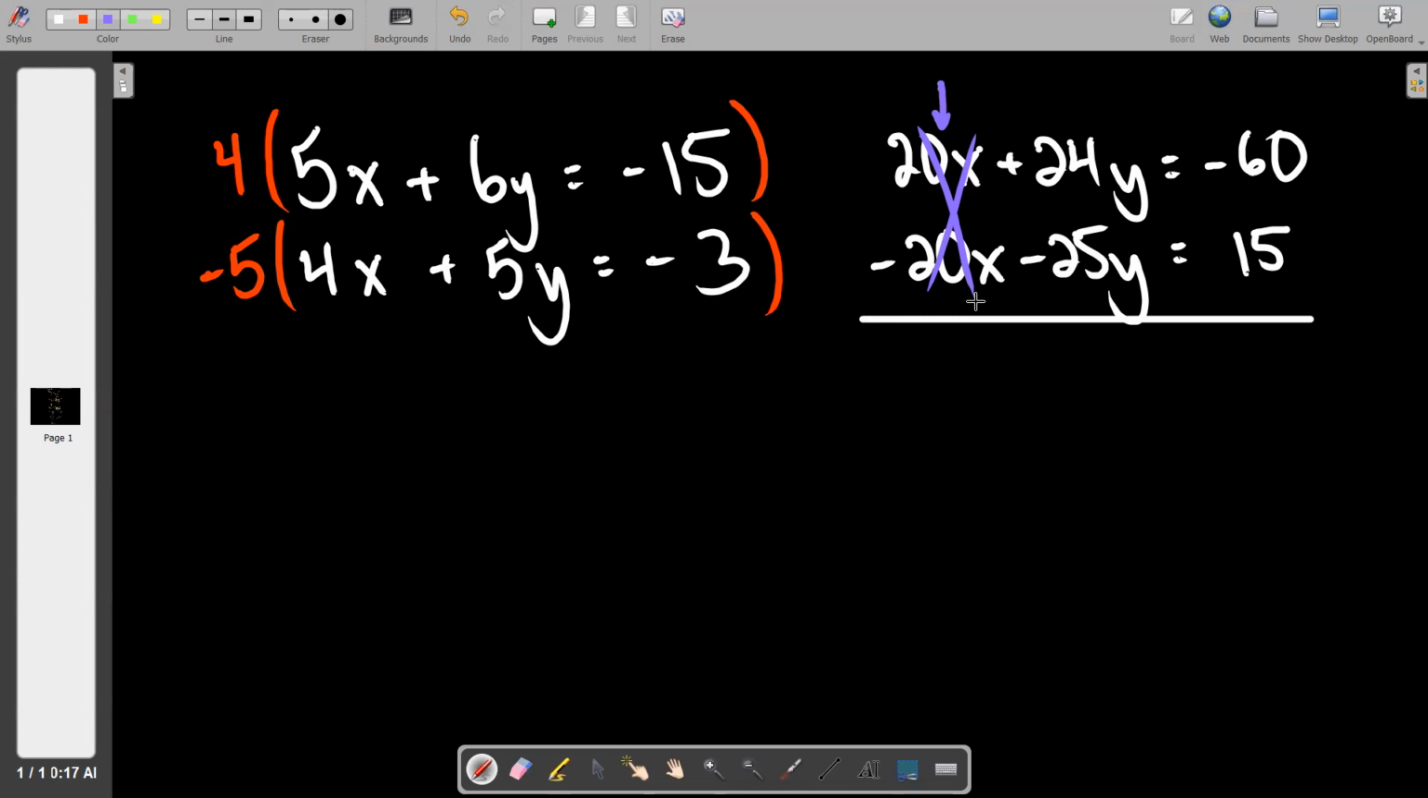Don't put 0 or anything like that. Just eliminate them, cross them out. How many Y's do we get down this line? -1y. And then heading down this line, what do we get there? -45.